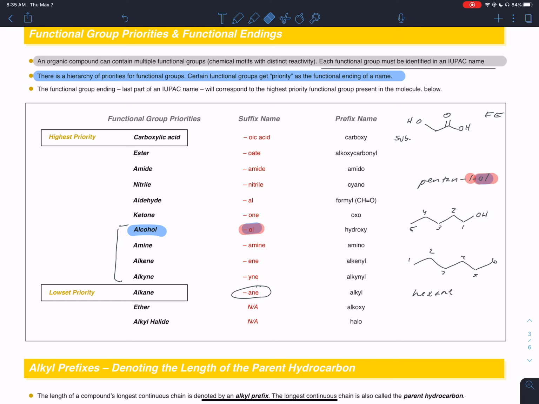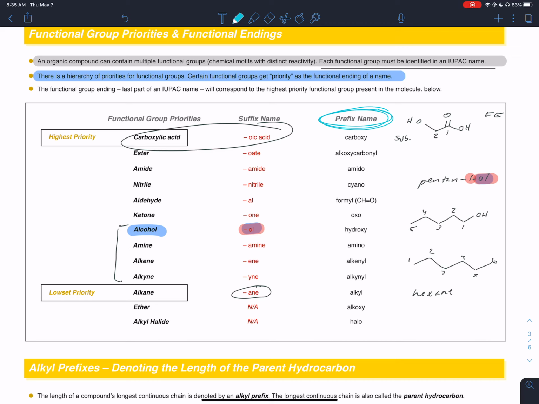So to just illustrate that real quick for you, we would say here that there are only 2 carbons, and the highest priority functional group is a carboxylic acid. And at the 2 position, we have an alcohol substituent. And when a functional group is a substituent, we will use the prefix name as opposed to the suffix name. Notice for the alcohol that is hydroxy.